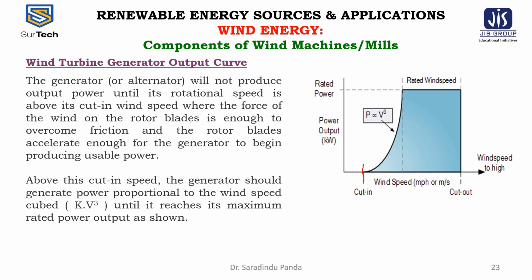Above this cut-in speed, the generator should generate power proportional to the wind speed cubed until it reaches its maximum rated power output as shown in the figure. This is the maximum rated power output.